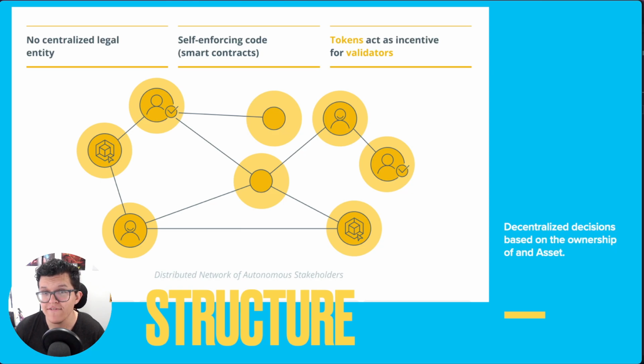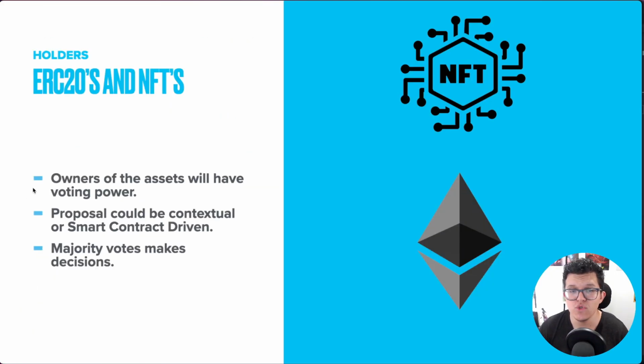It has self-enforcing code. It means it's based on smart contracts, and they have tokens which act as an incentive for the validators. And also the DAO makes decentralized decisions based on the ownership of an asset. This asset usually is an NFT or an ERC token. The owners of that asset will have voting power on the DAO.